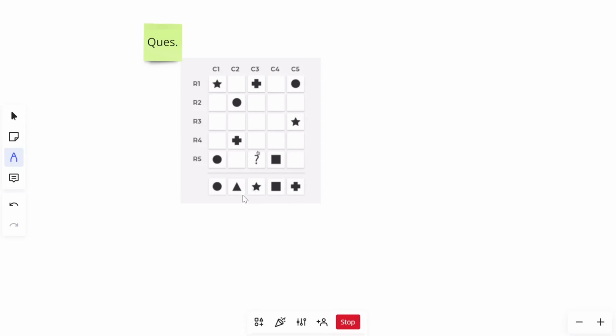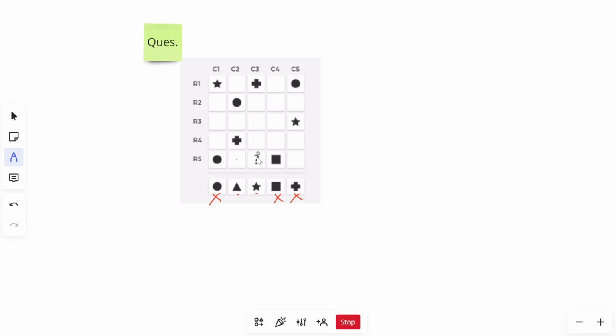Let's now see. First of all, we will try to eliminate which cannot come. Circle cannot come obviously because circle is already there once in this row, so more than one circle cannot come again. That is why we have eliminated circle. Let's eliminate square in the same way, because square is also there in the same row. We can also eliminate plus because plus is already there once in that column. Now we are left with only two symbols, star and triangle.